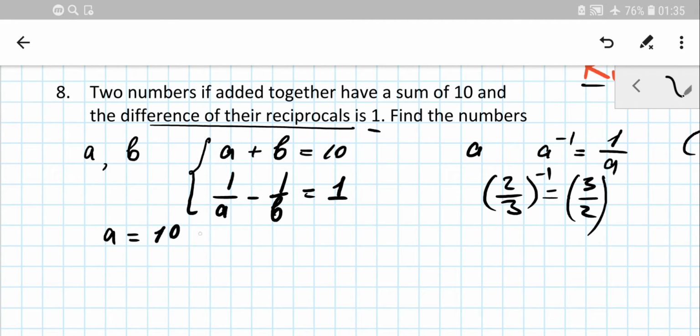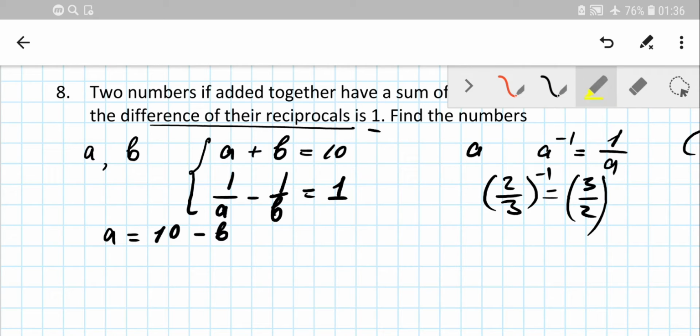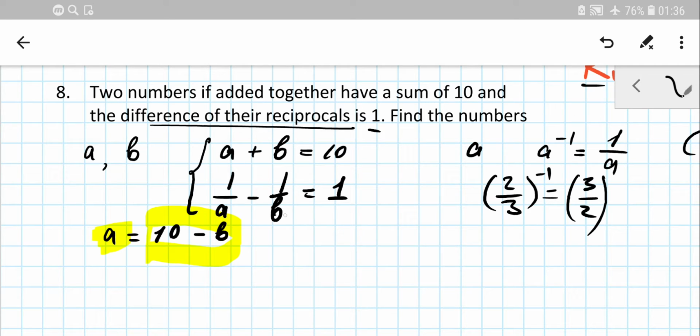You express a through b. Let's say 10 minus b, it's a. You simply put the right hand side of your equation for a. You just put it instead of a. Okay, so let's use the second equation. Now let's complete what we've got. So 1 over a, which a is 10 minus b. You subtract 1 over b as well, and you've got 1.